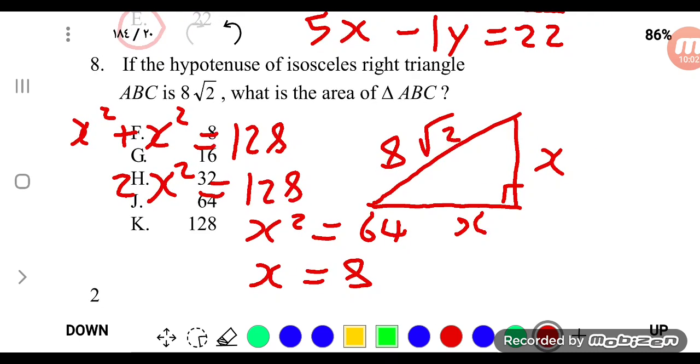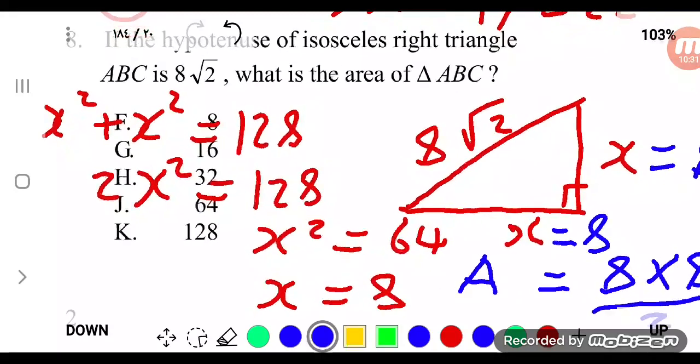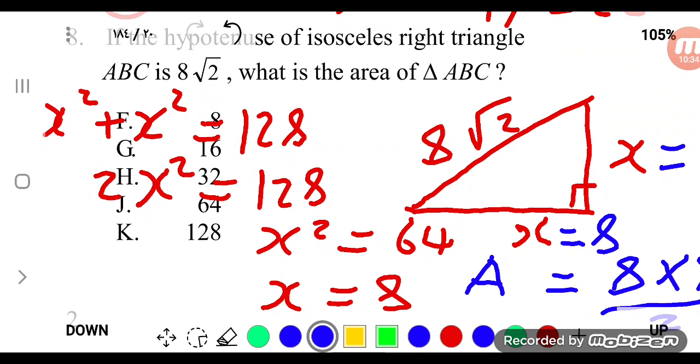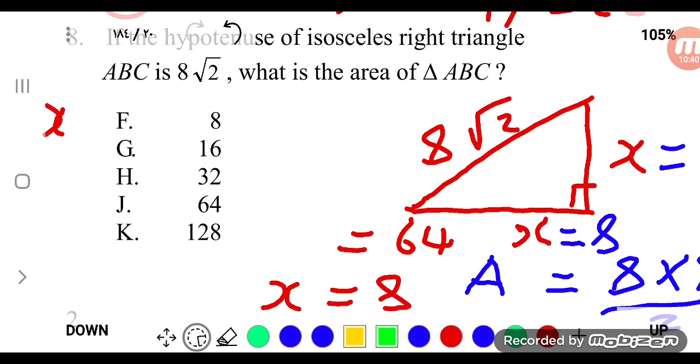Now in case x is 8 here and here, the area has become easy. Area is 8 times 8 divided by 2. 8 times 8, 64, divided by 2, 32. And here option H is correct. So the area is 32. So here we choose option H.